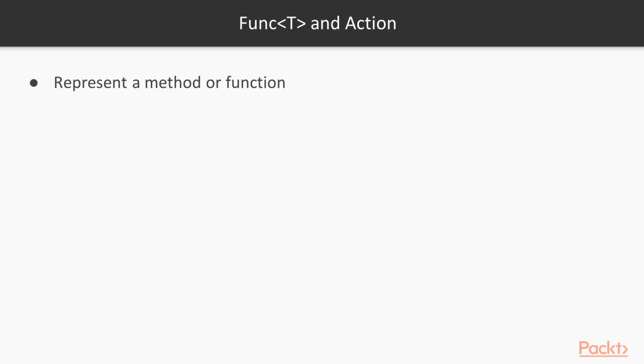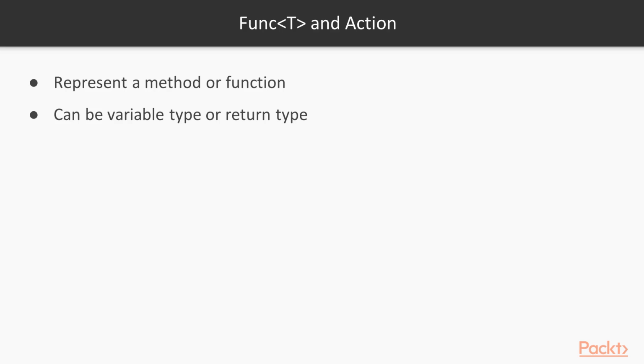Alright, let's talk a bit about the Func and Action types. A very important feature of C# are the delegate types Func and Action. These represent a method, or to be more precise, they represent a function. And the difference is that a method is always attached to a class or an instance of a class, while Func and Action can very well be a variable type or even a return type.